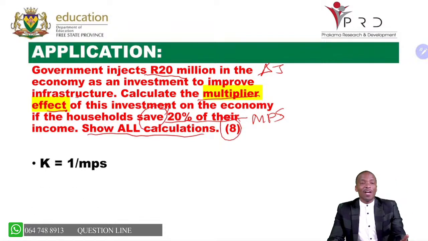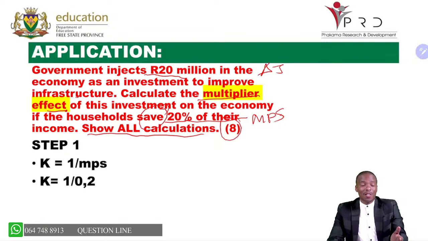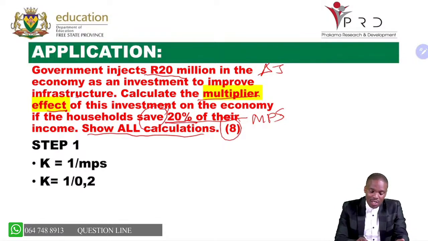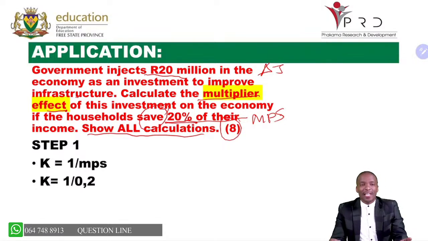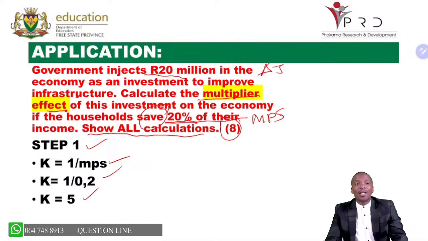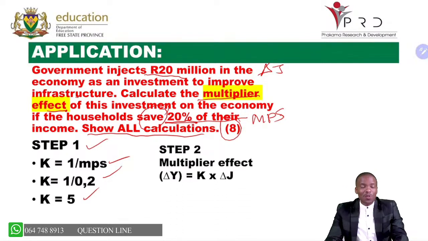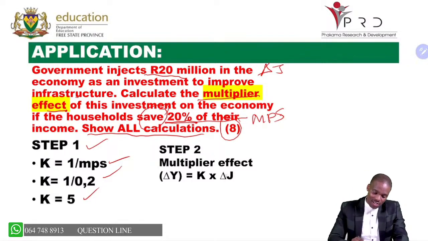K is equal to 1 over MPS, based on the formula that is given. Then we substitute, where we say k is equal to 1 over 0,2. Remember, these percentages must be converted into decimals. Then you get 5. So that is 1, 2, 3, 4: 4 marks. Step 2. You substitute by calculating the multiplier effect.